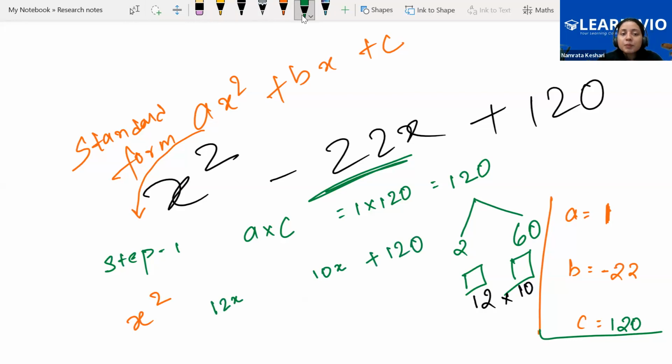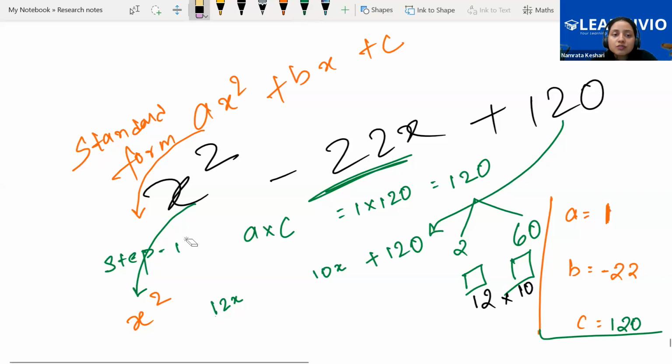We have copy pasted everything. This x square I have written as it is. This 120 I have written as it is. And this 22 we have broken as 12 and 10. Now can you tell me which one will be positive, which one will be negative? Both will be positive, both will be negative. What will be the case?